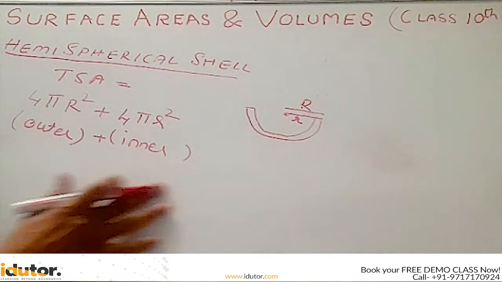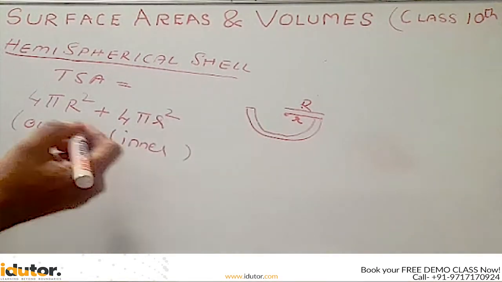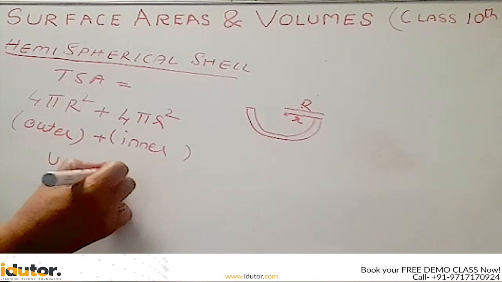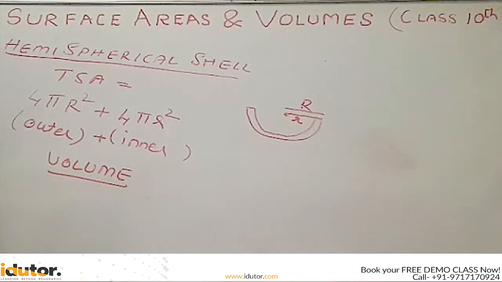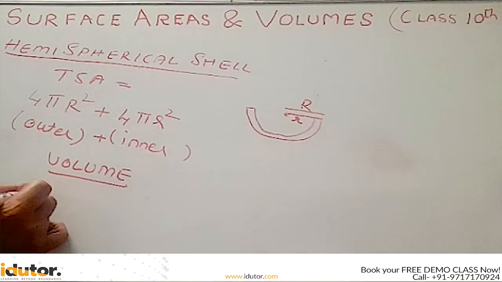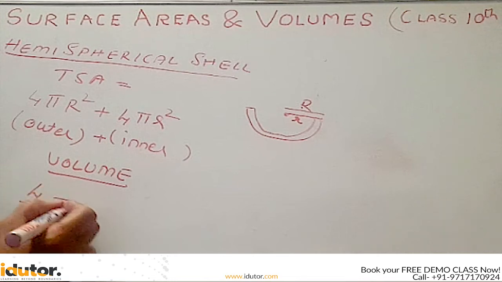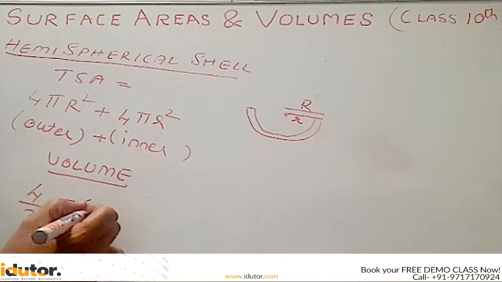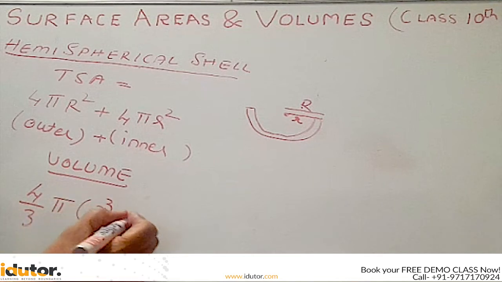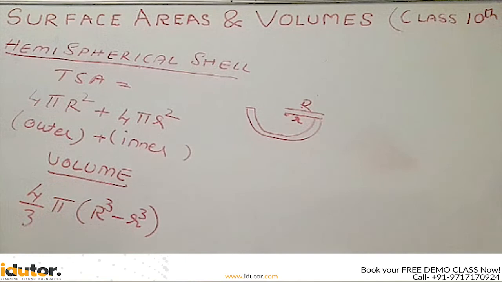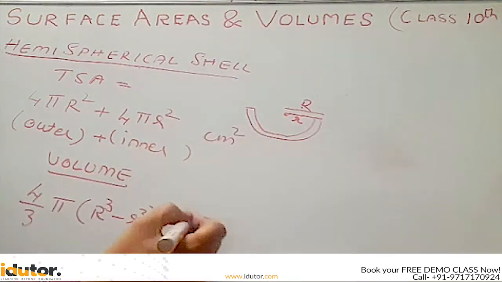Also, we can find out the volume of this hemispherical shell in the same manner. Volume, we know that it is 4 by 3 pi r cube. So we can write it as 4 by 3 pi in bracket because we have got 2 radii. Therefore, R cube minus r cube. So this is how we find out the volume because we have got one outer radius, other inner radius. So therefore, we use them in the same manner. This can be in centimeter square. This can be in centimeter cube.